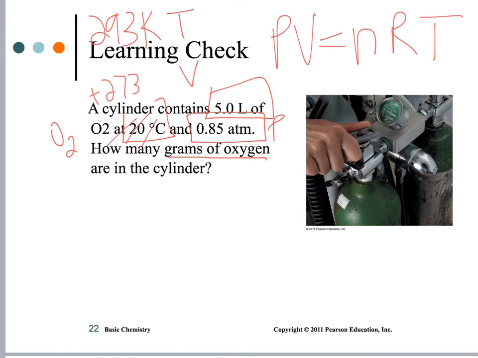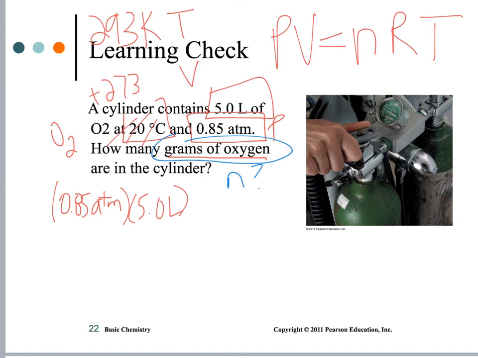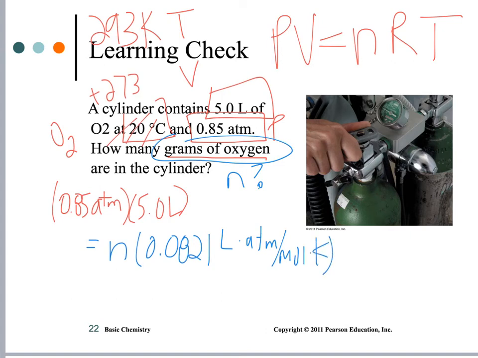So I got my pressure of 0.85 atm. I have my volume at 5.0 liters. Well, in this case, if I'm solving for grams, I don't know my N. So my N is what I don't know, because I can solve for N moles and then convert it into grams. That's going to equal N times my R value. I have to use my atm one, 0.0821 liter atmospheres per mole Kelvin. Basically, all the R value is doing is going to cancel all the units except the one you're looking for.